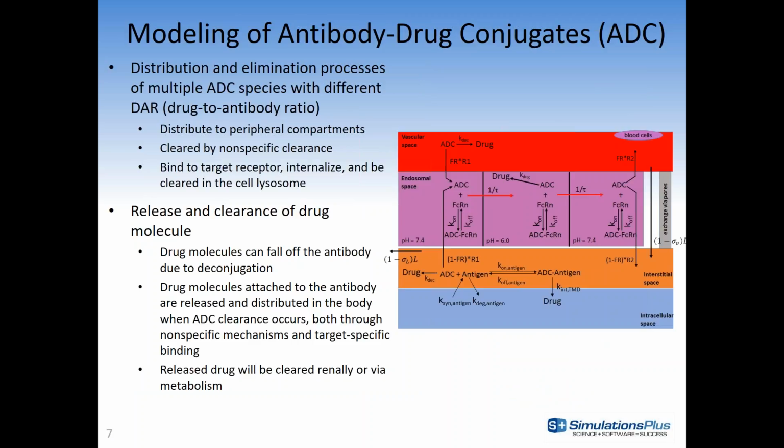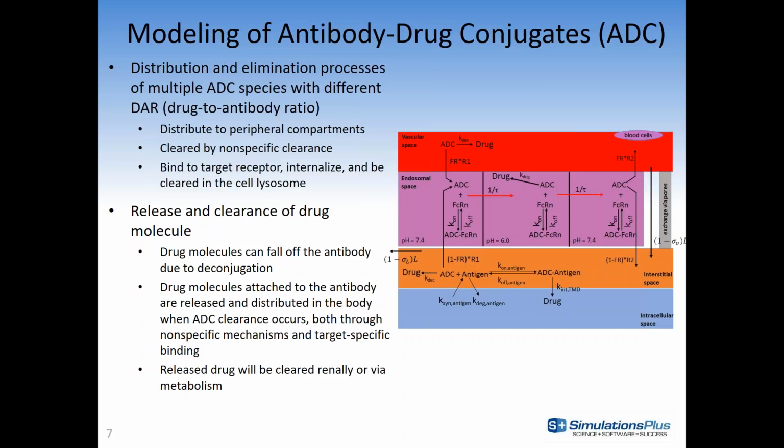For the biologics module, we've expanded the capabilities to modeling antibody-drug conjugates. The biologics module was a new module first released with version 9.0, and it was calibrated to do modeling of monoclonal antibodies. Now we have expanded that capability to also model antibody-drug conjugates.